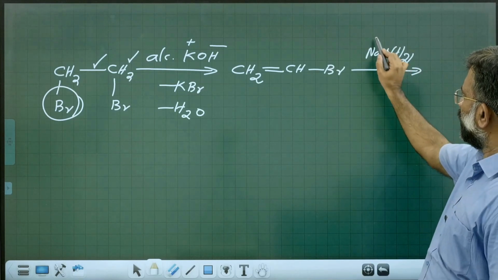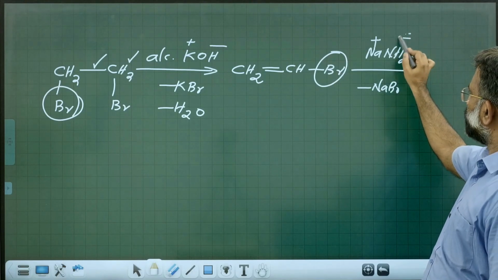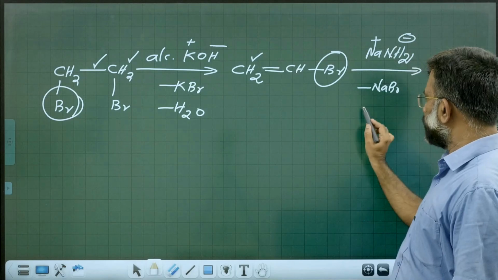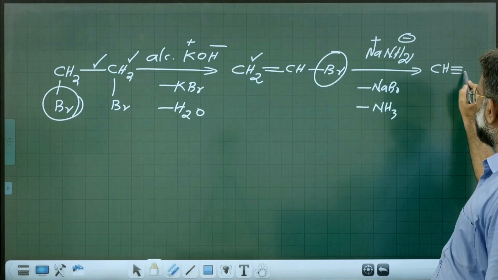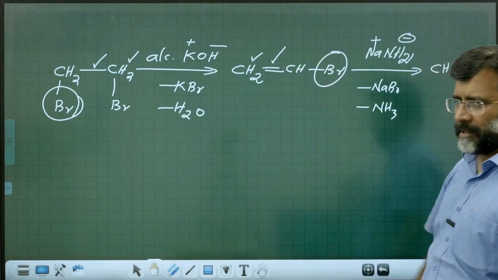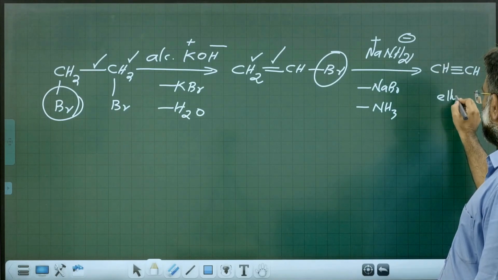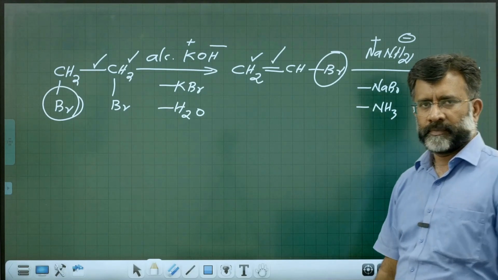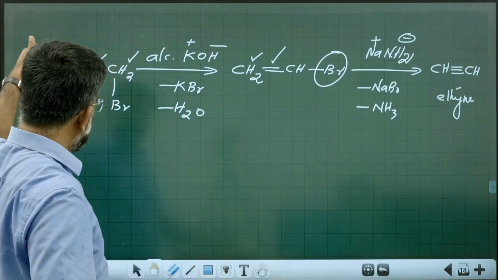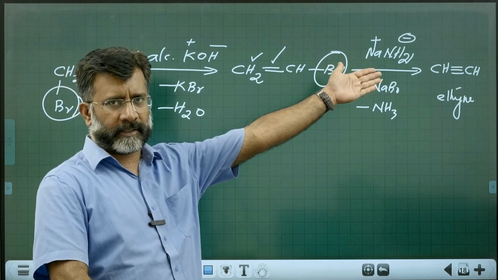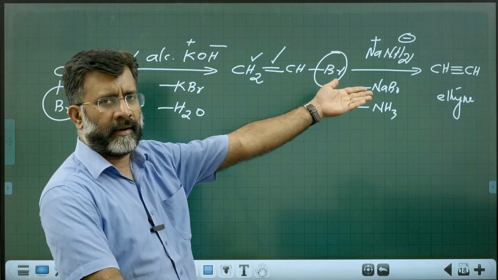Now what is the reaction? Na plus and Br minus go out as NaBr. NH2 minus and one of the hydrogens go out as ammonia. And what you get is CH triple bond CH. The double bond turned into a triple bond. You get CH triple bond CH, ethyne. This is the reaction. Not necessarily is the second reaction required. You can continuously reflux to get the final product. You can take this and continuously reflux with alcoholic KOH. You can get the alkyne, no problem.